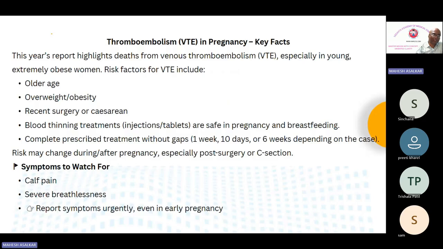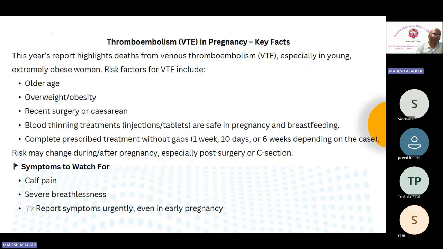And blood thinning treatments such as injections and tablets are safe in pregnancy and breastfeeding. Complete prescribed treatment without gaps. So patients should take whatever treatment is given continuously without any gap, and generally either 1 week, 10 days, or 6 weeks, depending on the case. They have been advised these blood thinning agents, they should continue them properly. Risk may change during or after pregnancy, especially post cesarean or C-section.